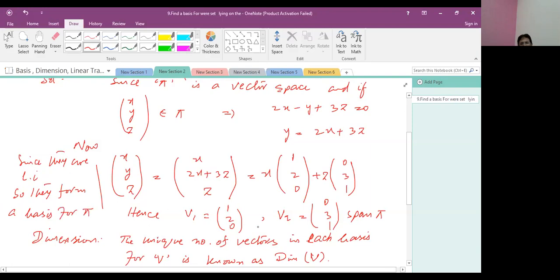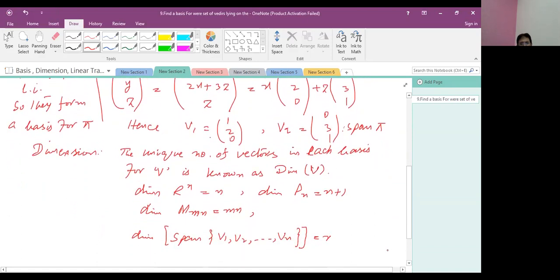These are the vectors. It means they form the basis. These are the basis, student. So the span of V1, V2 is equal to span pi. Since both are linearly independent, you find the determinant. If it is not equal to 0, it means they form the basis for pi.